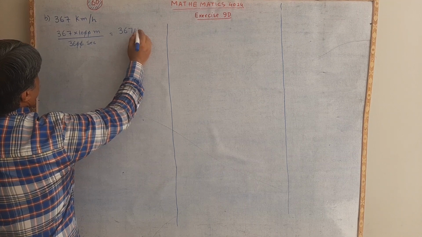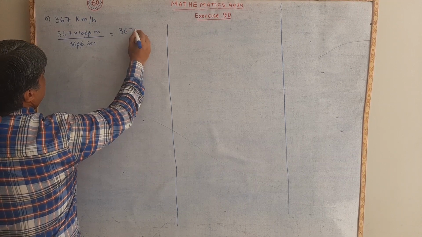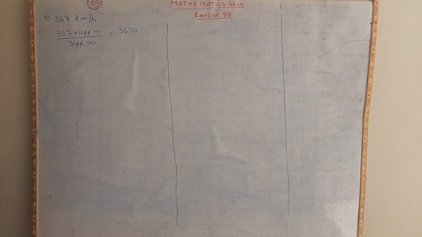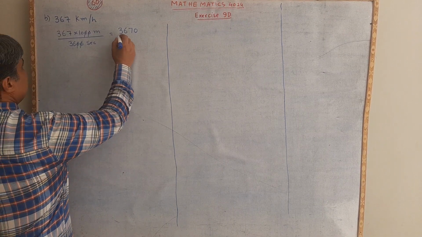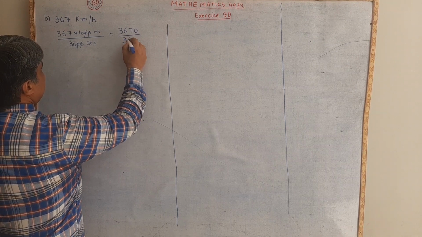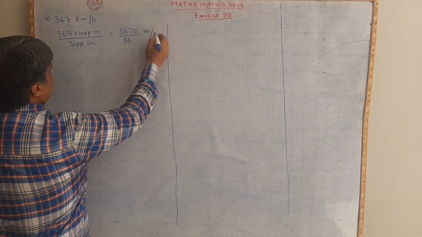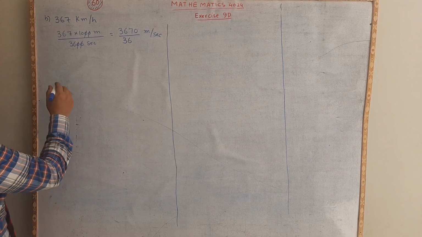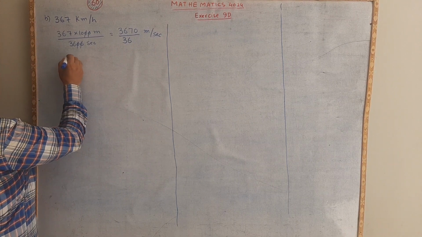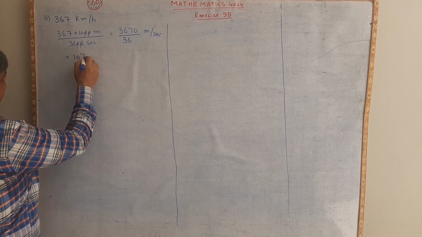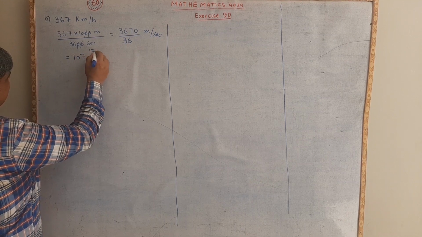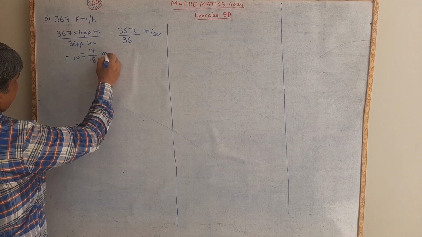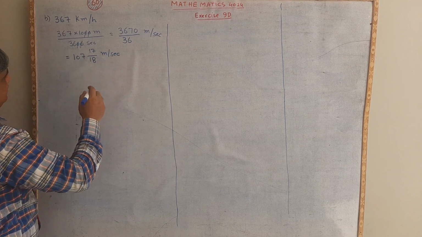36,700 divided by 36 meter per second, and when we calculate it, it will be equal to 107 whole 17 over 18 meter per second.